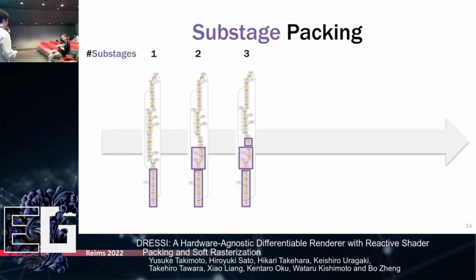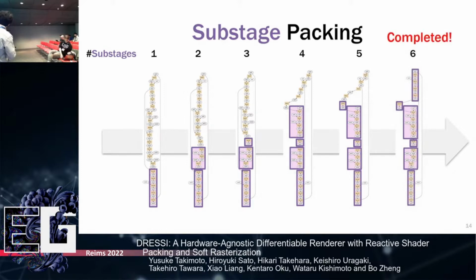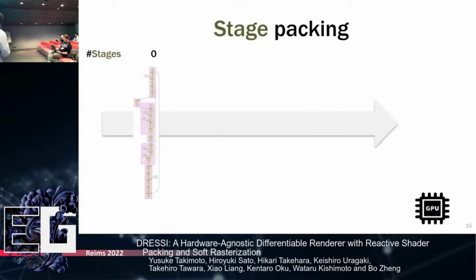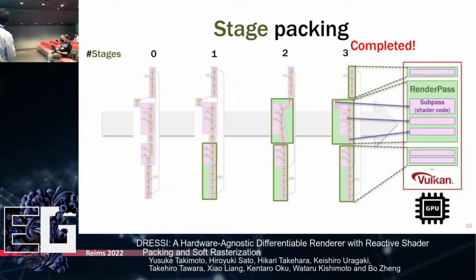Okay, let's resume. So substage packing continues. It packs the entire computational graph. Now, having completed the computational graph, it has been split into six substages. Similarly, we perform stage packing. This is a kind of render pass generation for Vulkan. It starts from the bottom similarly, and finally it packs all computations. Those are directly mapped to Vulkan objects, so we can immediately execute on GPU.